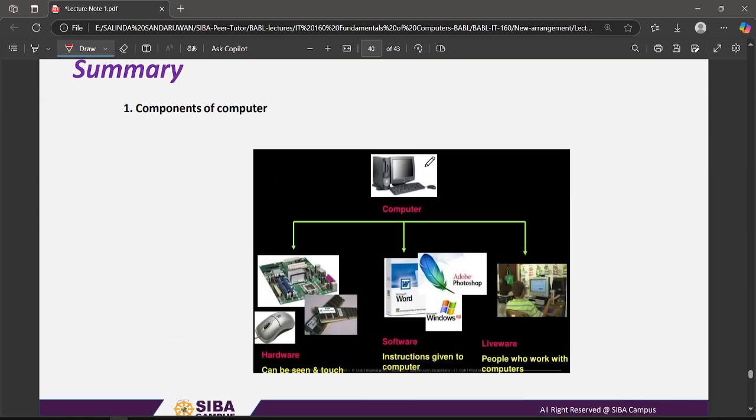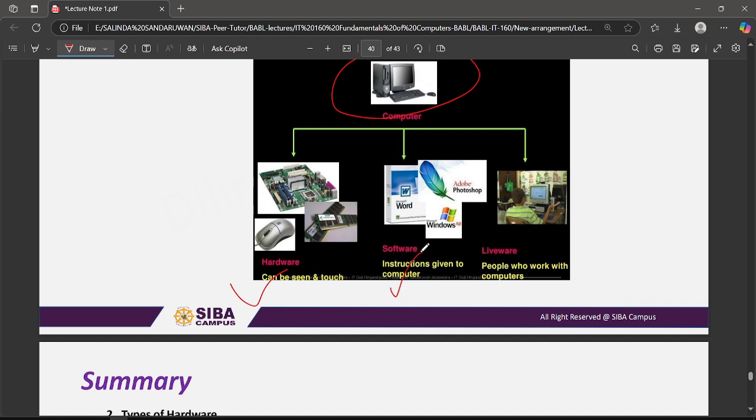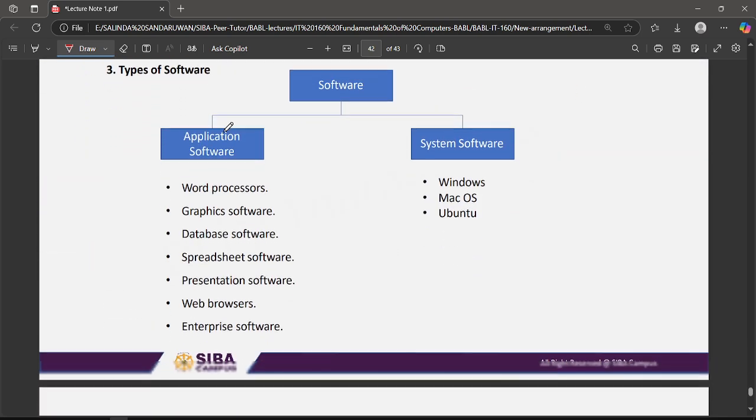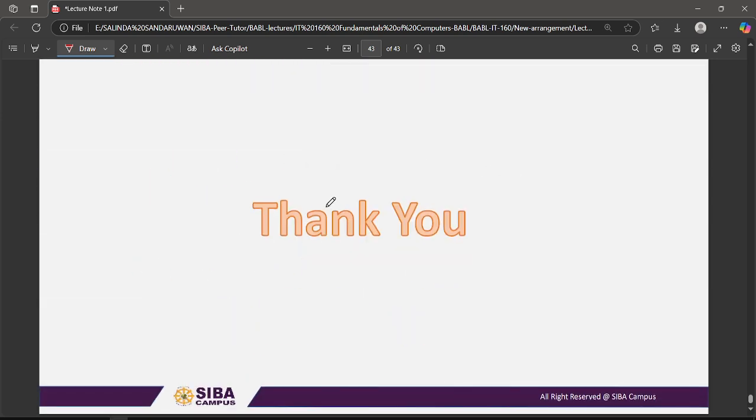Summary. So we have discussed the components of computers. Computer has the hardware, software, and liveware. Hardware is tangible parts, physical parts. Software will give instructions, and liveware is the people, right? So types of hardware: the input devices, output, the CPU, main memory, and the secondary storage. And types of software: application software and system software. Application software example, system software. So that's it, right?